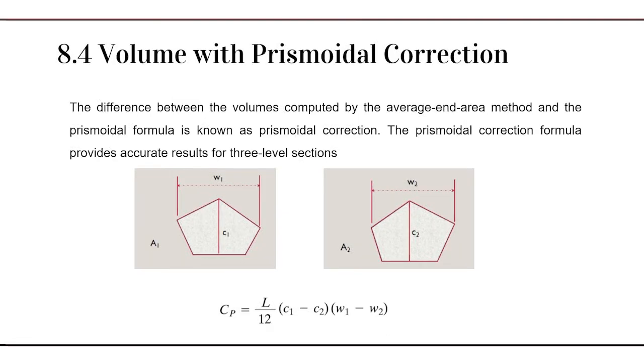Hello everyone, I am going to discuss the volume with Prismoidal correction. This is the difference between volumes computed by the average end area method and the Prismoidal formula. The Prismoidal correction provides an accurate result for 3-level sections. The formula is Cp equals L over 12 times C1, from area 1, minus C2 from area 2, times width 1 from area 1 minus width 2 from area 2.